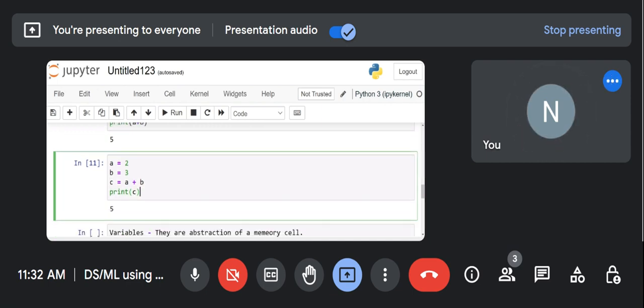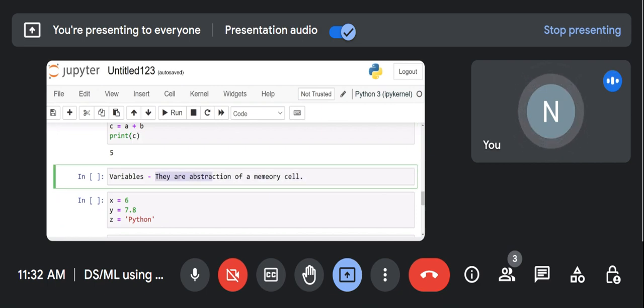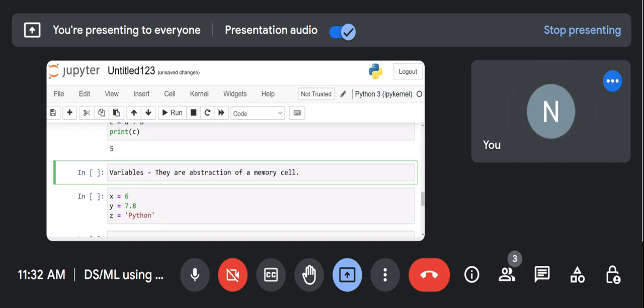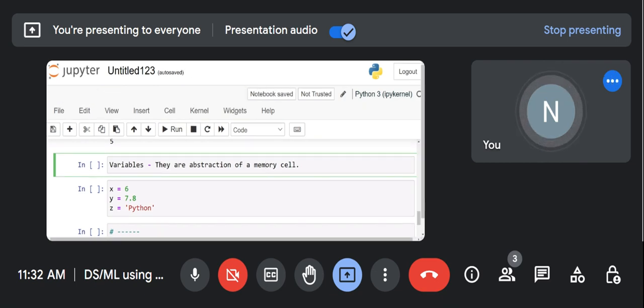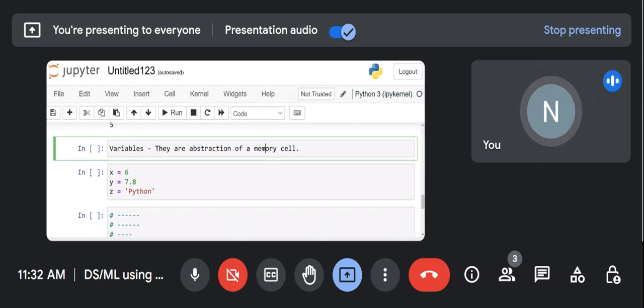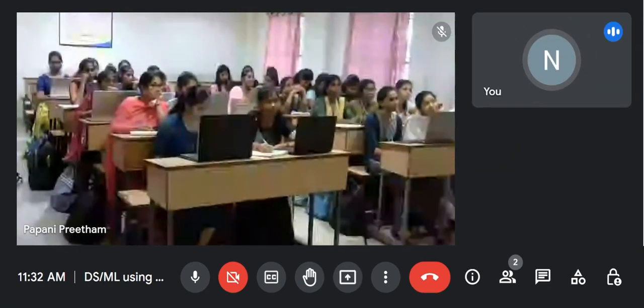No worries. Okay, so a variable is an abstraction of a memory cell, where you store the values. And in case of other languages, you need to define the type, data types. For example, it could be integer, float, character, string, or whatsoever. Okay, so again, I want to ask the question: what is a data type?